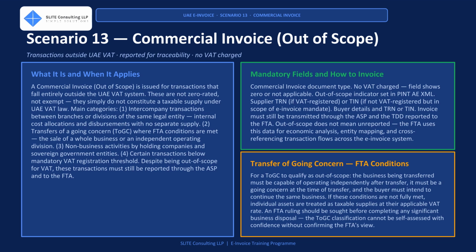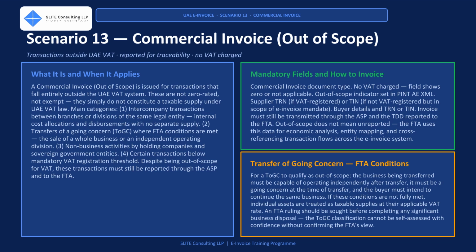The document type is commercial invoice. No VAT charged. The out-of-scope indicator set in PINT AE XML. Supplier TRN or TIN. Buyer details. The invoice must still be transmitted through the ASP and the TDD reported to the FTA. Out of scope does not mean unreported.